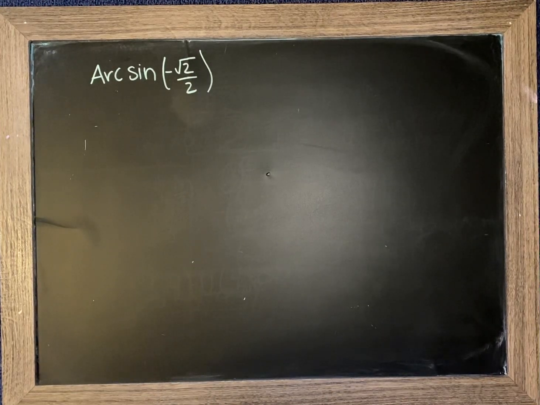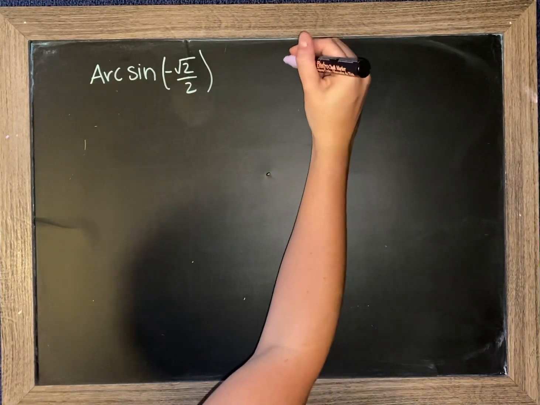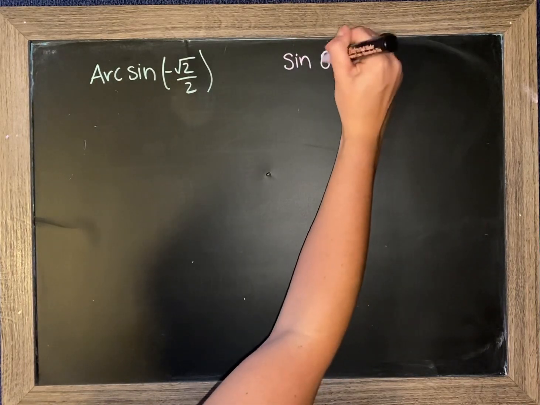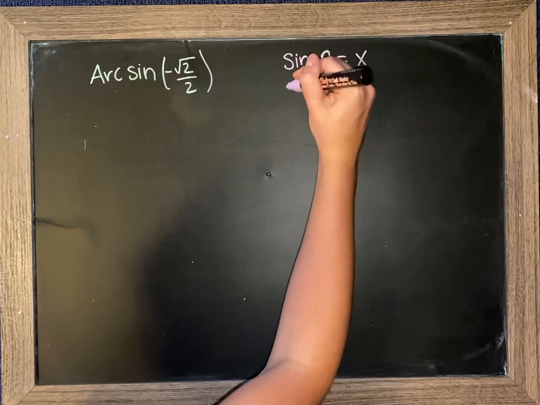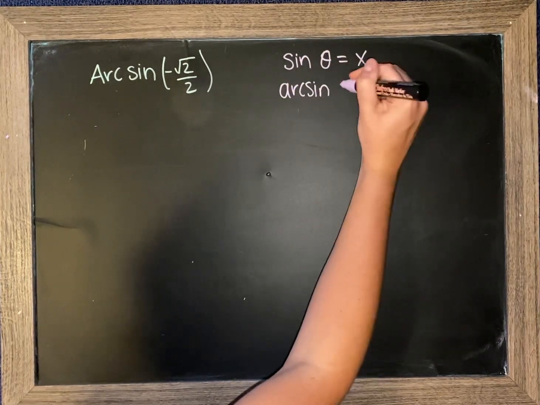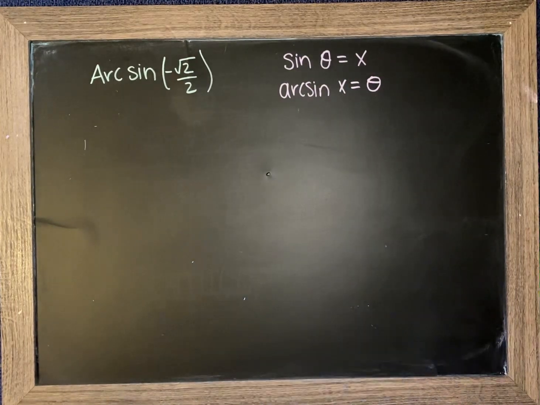So the first thing I want to show you guys is that when you're working with sine and inverse sine, how you can look at it is if you have sine of theta is equal to x, you're going to have inverse sine of x is equal to theta. So there is a pretty simple way to solve this, but I'm going to walk you through how I would do this step by step just so that you can really see.